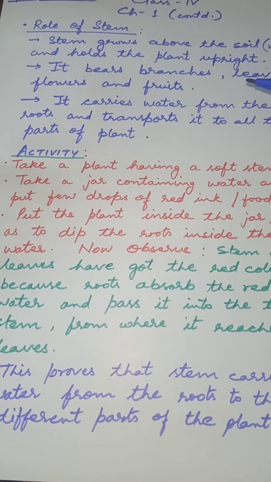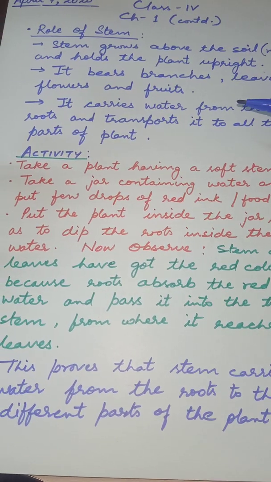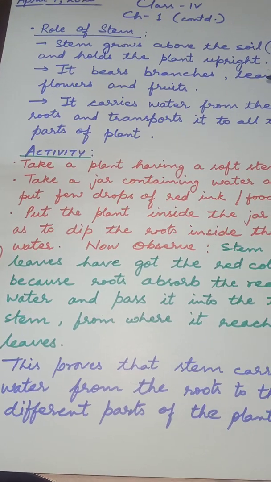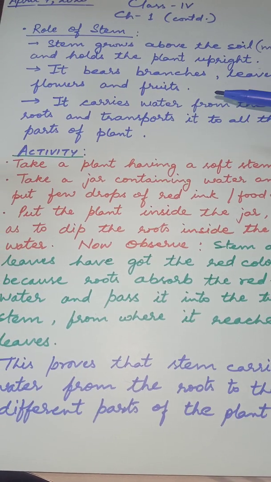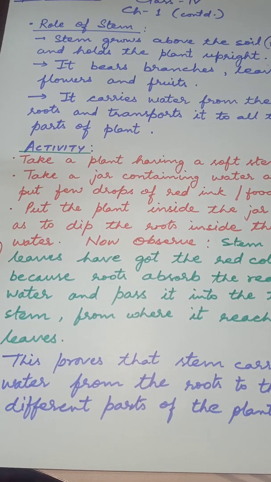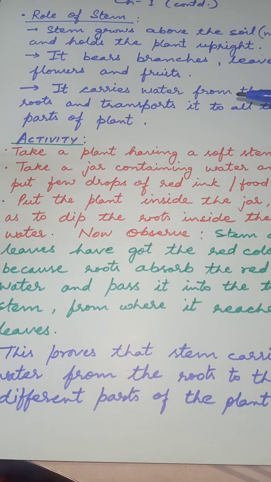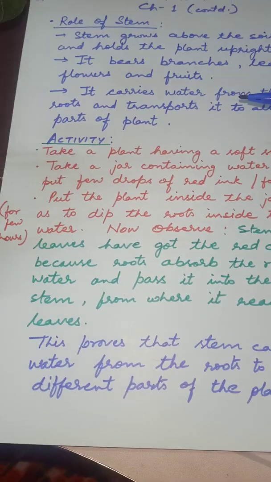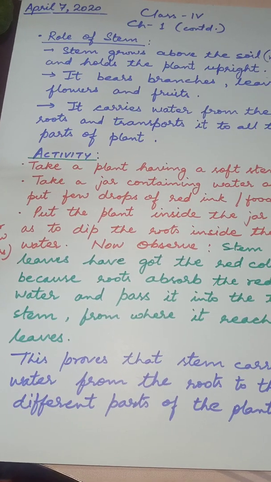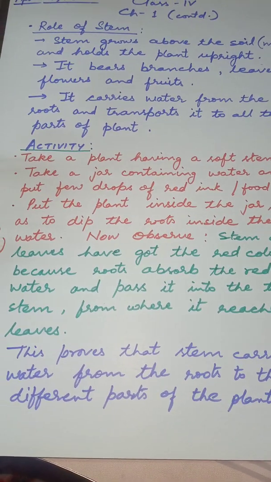Second function of stem is it bears branches, leaves, flowers and fruits. It bears means it has branches, leaves, flowers and fruits. Third, which is the very important one, it carries water from the roots and transports it to all the parts of the plant.